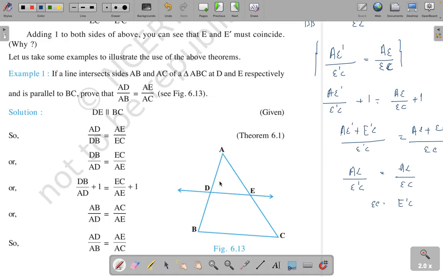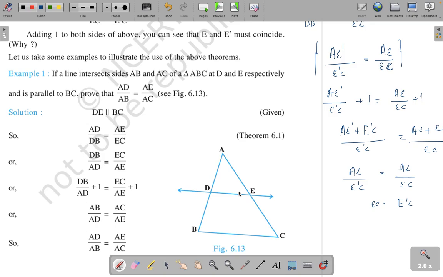So you have a line DE which intersects AB and AC, at D on AB and at E on AC respectively. And it is also parallel to BC. So DE is parallel to BC, right? Prove that. So it is BPT, right? You have to apply BPT. So you have to prove that.